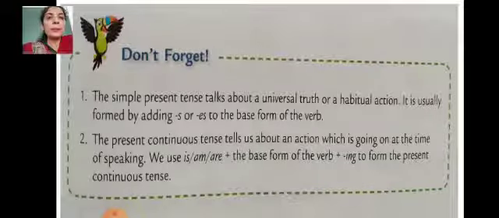Correct? If a singular subject is there, we add S or ES to the base form of the verb, present tense form, okay? The present continuous tense tells us about an action which is going on at the time of speaking. We use is, am, are plus the base form of the verb plus ing to form the present continuous tense. So all these things are already done. This is just a revision, children, okay? So I hope that you have learned the rules and the definition of both these tenses, simple present tense and present continuous tense, and hope that you would go for the exercise, go for the practice as well.